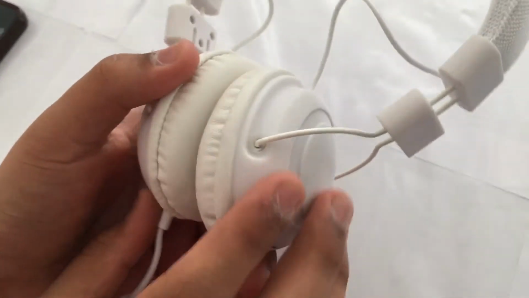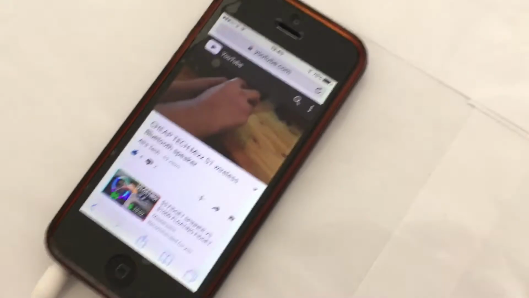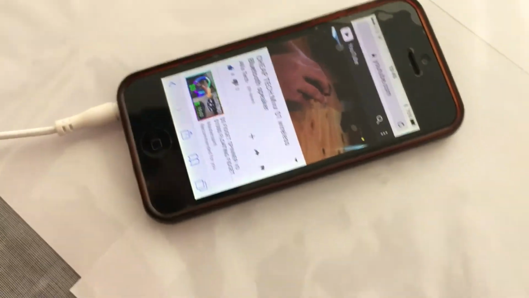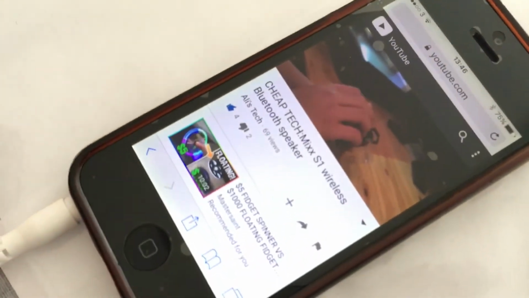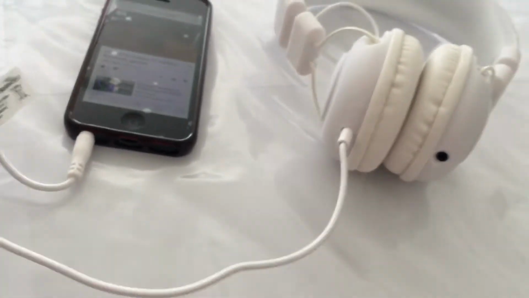They seem pretty good quality, and I'll just put them on my ears and see what they're like. They are actually alright. They are really good for £5, and sorry, I just dropped the earphones there. So that's what they look like connected to a phone. And the cable seems to be pretty long, and so these are the headphones.